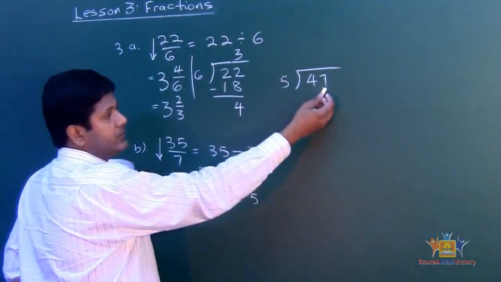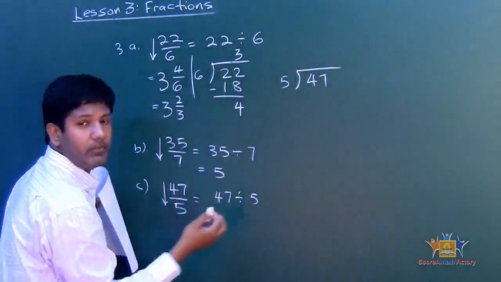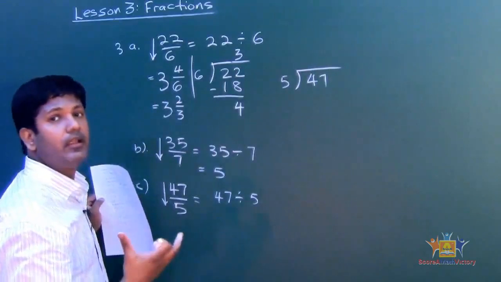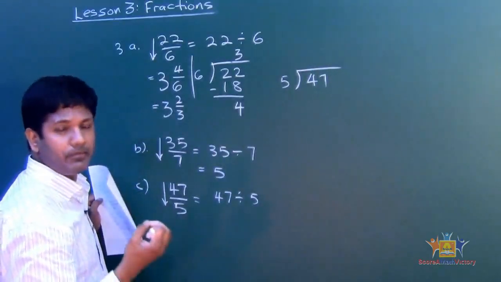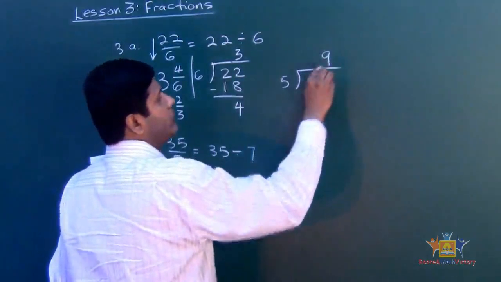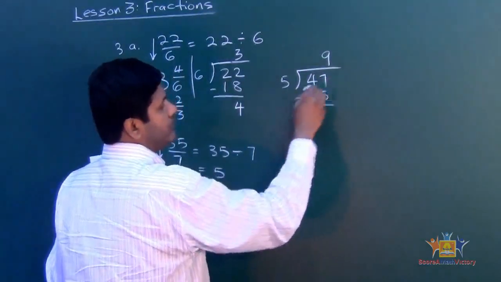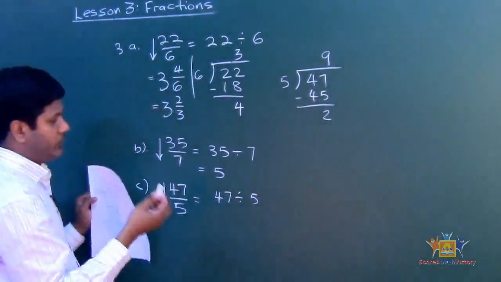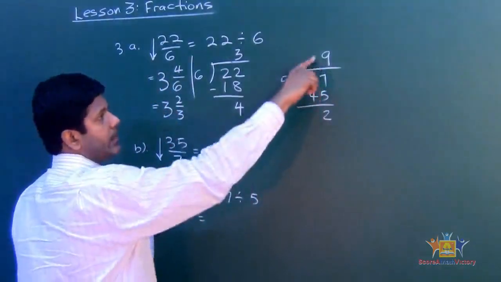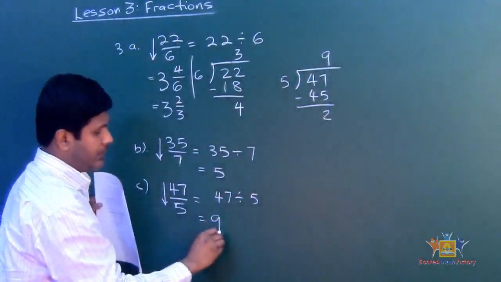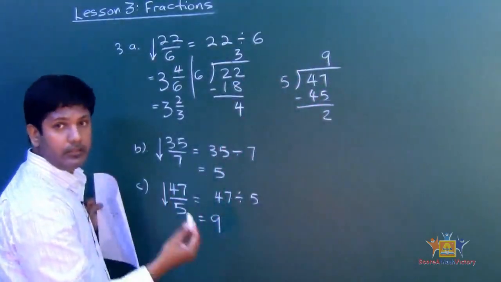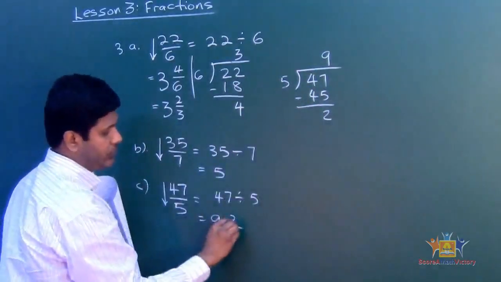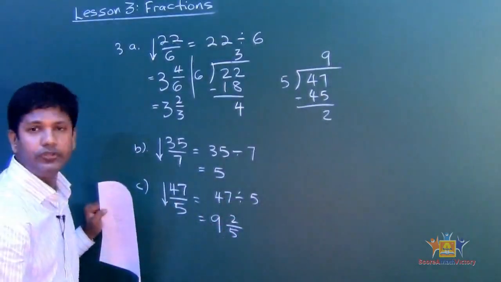4, you can't go to the next digit. 47. 47 is how many 5? From our 5 timetable, what is closest to 47? 45, which is what? 9 times 5. Exactly, 9 times 5 gives you 45. Okay, so 7 minus 5 is 2, 4 minus 4 is 0. So that's your balance. Okay, so what does that mean? That's your whole number, 9, and that's your denominator. Okay, because remember, you always maintain your denominator, and your balance is your numerator. So it becomes 9, 2 over 5.